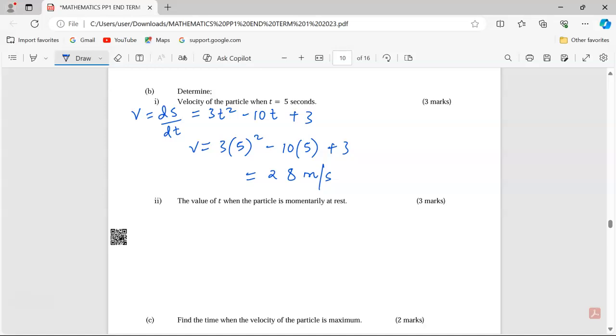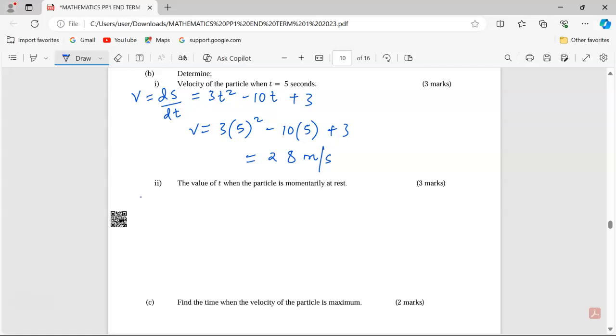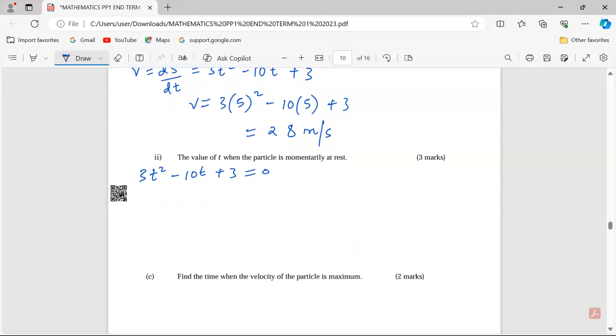Part C, we are finding the value of t when the particle is momentarily at rest. This is the time when the particle is having 0 velocity. So we will take the velocity function and equate it to 0, and this will help us get the value of t when the particle is having 0 velocity. So 3t squared minus 10t plus 3 equals 0, that is, 3t squared minus 10t equals negative 3.